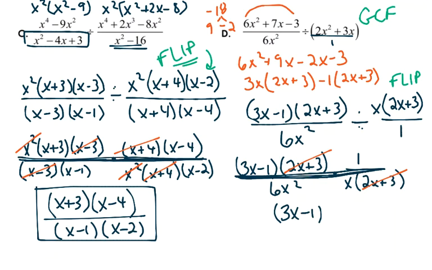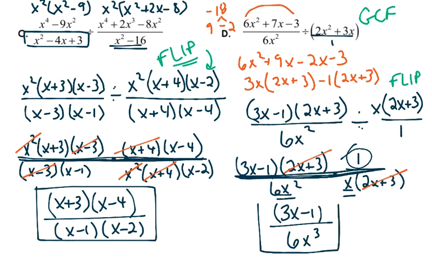Your numerator is 3x minus 1. You really don't have to write that 1 there. And in the denominator, you've got 6x squared times x, and you get 6x cubed. Please don't think you can cancel the 3 with the 6, because look, that 3 is stuck in there, that factor, so you can't just take out part of a factor.